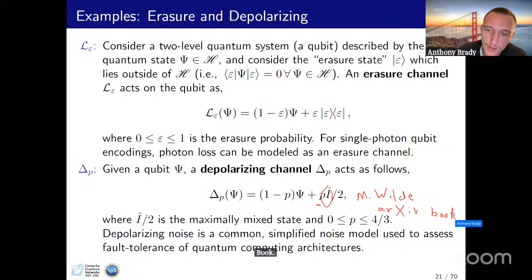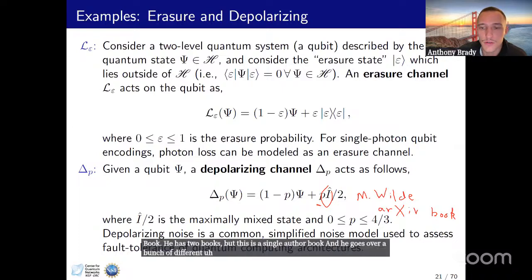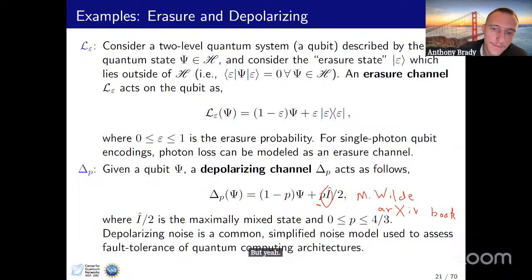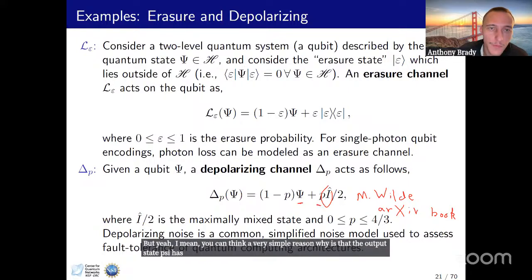He has two books, but this is a single-author book, and he goes over a bunch of different types of quantum channels and their properties. But yes, a very simple reason why is that the output state psi has overlap with the identity, and so this can't just be that.